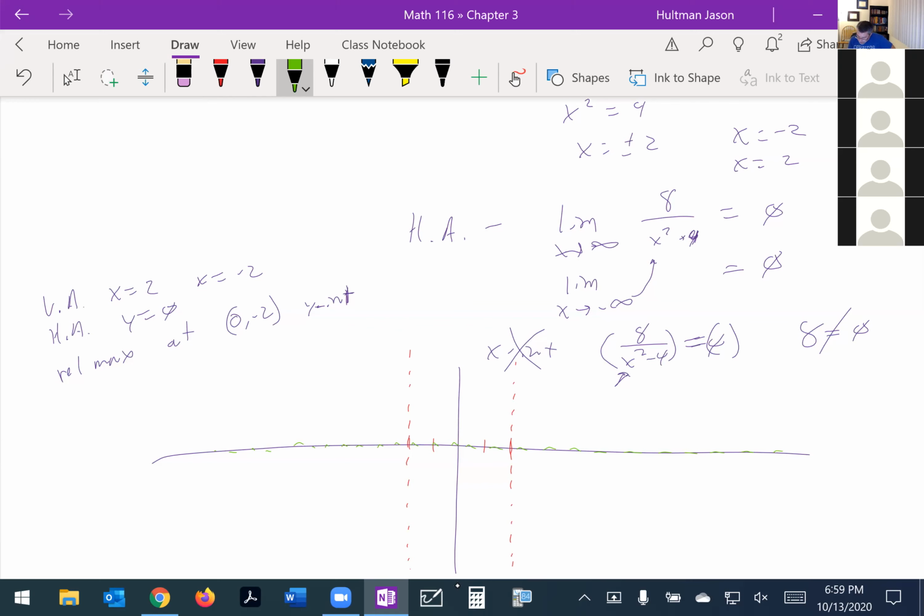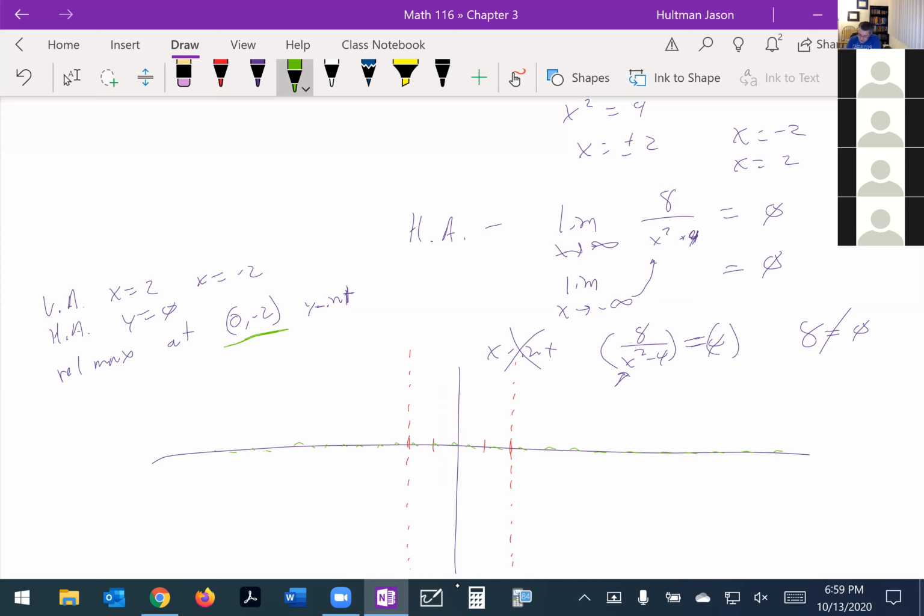I could be in this area 1, area 2, area 3, area 4, area 5, and area 6. Those are the 6 places that my graph could live, because I have my 2 vertical asymptotes and my 1 horizontal asymptote. I do know that I have a relative maximum at 0, negative 2.